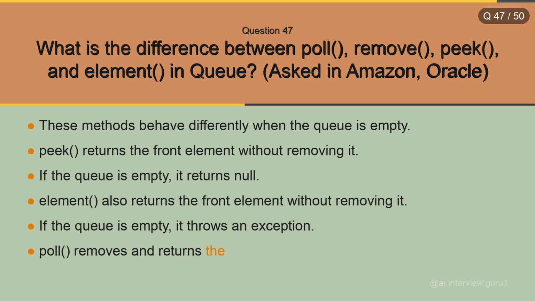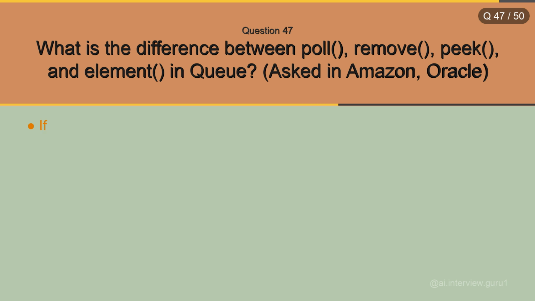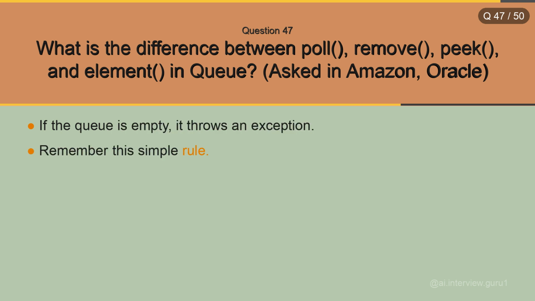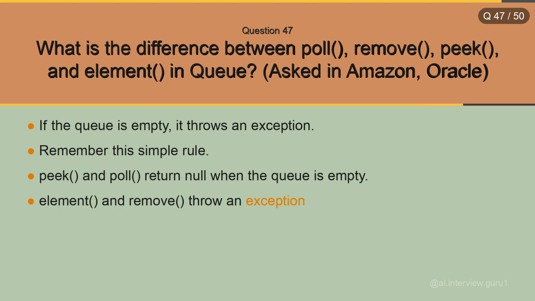Poll removes and returns the front element. If the queue is empty, it returns null. Remove removes and returns the front element. If the queue is empty, it throws an exception. Remember this simple rule: peek and poll return null when the queue is empty. Element and remove throw an exception when the queue is empty.